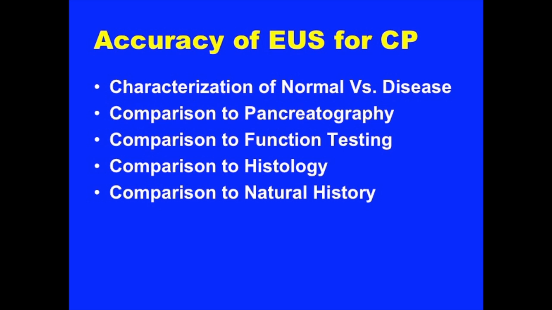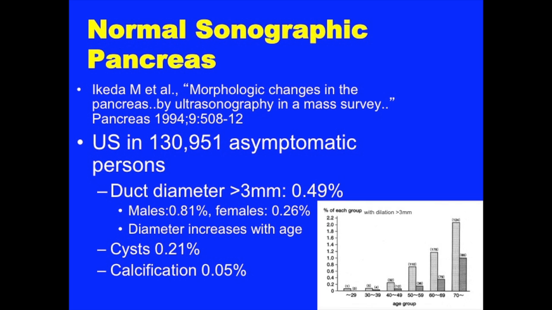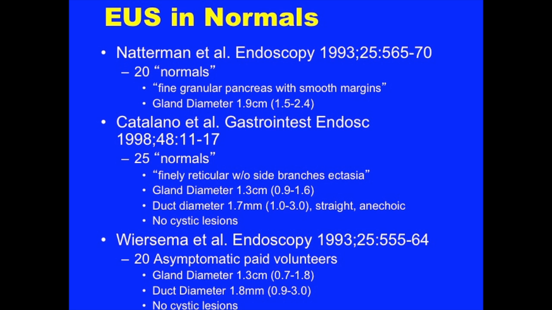Again, back to this accuracy characterization of EUS for chronic pancreatitis, we have to look through these different categories. The normal appearance of the pancreas is a salt and pepper pancreas with a non-dilated duct. We don't normally have cysts or calcifications. EUS and normals were done in different centers across the U.S., and basically they found the type of pattern that you see in transabdominal ultrasound, which is that there is a fine granular or reticular pattern. It's fairly homogeneous across. The ducts aren't dilated.